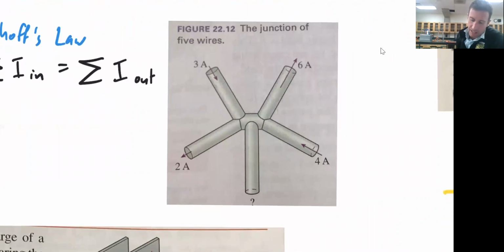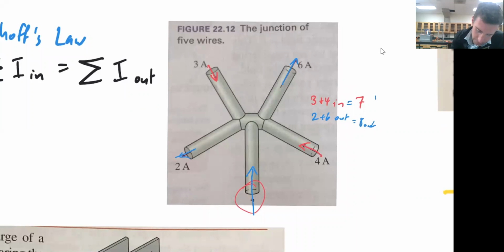So let's do a little sample. I've got a junction of 5 wires, and I know 4 of them. And then I'm trying to figure out what would be coming in or out of this last one down here. All right, so in total, coming in, I've got 3 plus 4. And then going out, I have 2 and 6. So 2 plus 6 out. That means in total, I've got 7 in and 8 out. So in order to balance them, I would need 1 more coming in. So this one has to be going in. All right, I'll use a different color. So this must be an in current, and it must be 1 amp, because 7 plus 1 would equal 8. And then I'd have 3 plus 1 plus 4 equals 2 plus 6, and that would match.